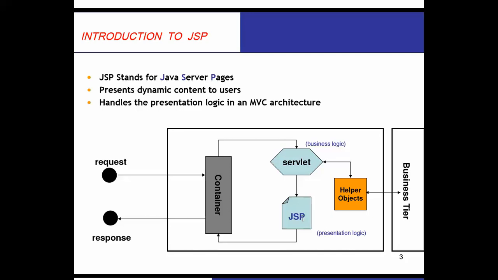Okay, and servlets handle the business logic by using the helper objects, that is from the business tiers. And after this, the JSP then sends the response again to the container, and the container will respond to the end users. That's it. So that is the introduction to JSPs, and in my next video I'm going to cover JSP elements.